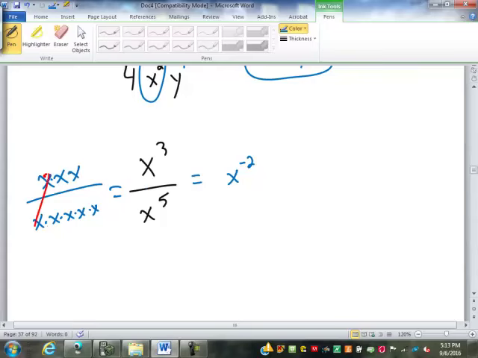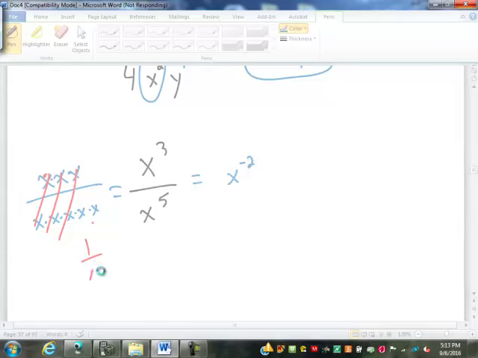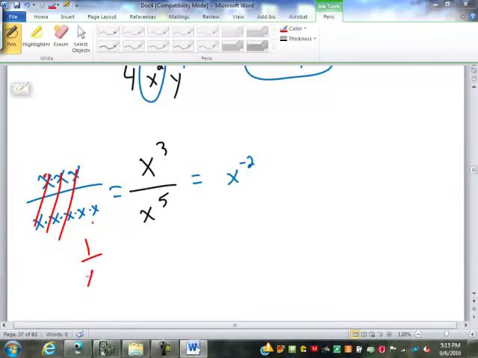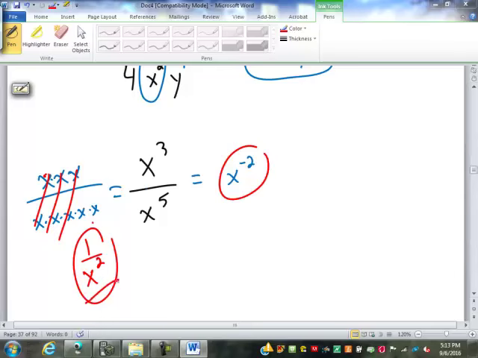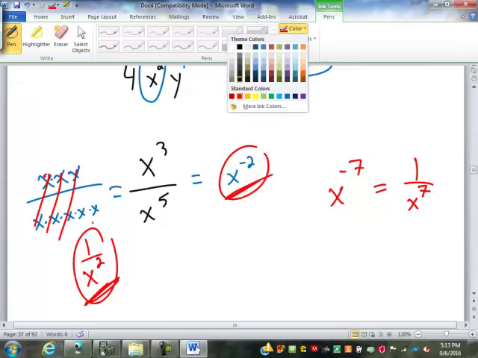I can cancel out 1, 2, 3. There's 2 of them on the bottom. That's 1 over x squared. X to the negative 2 and 1 over x squared mean the same thing. When we look at powers in more detail, negative powers are really reciprocals. So x to the negative 7 is the same as 1 over x to the 7th. We'll see that more later on in the course.